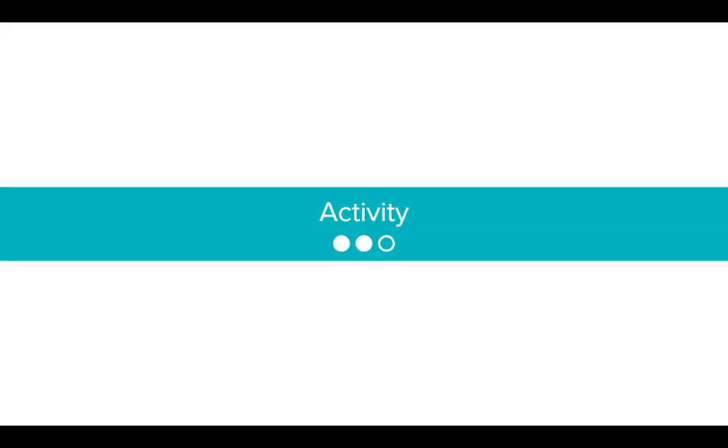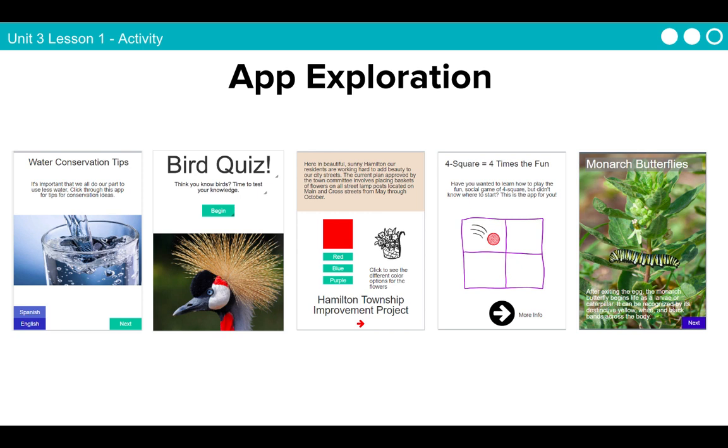So for our activity, we are going to be looking at some apps to explore the purpose and their function. Ideally, you would do this with a partner. So if you have a partner, great. If you don't have a partner, you are more than capable of doing this on your own. So go to code.org. There are 5 different sample apps.